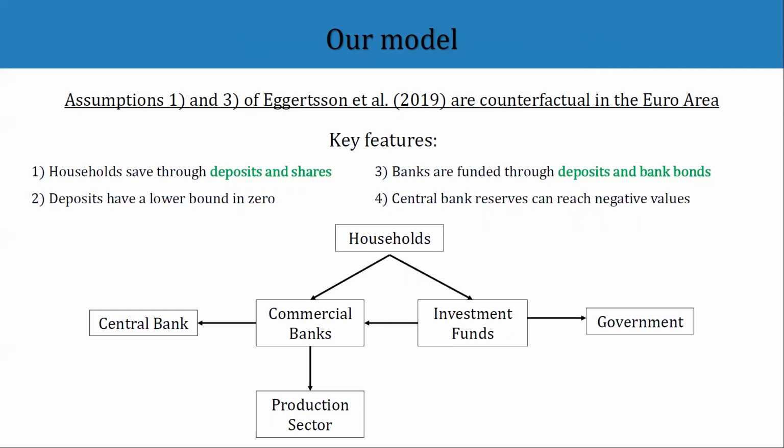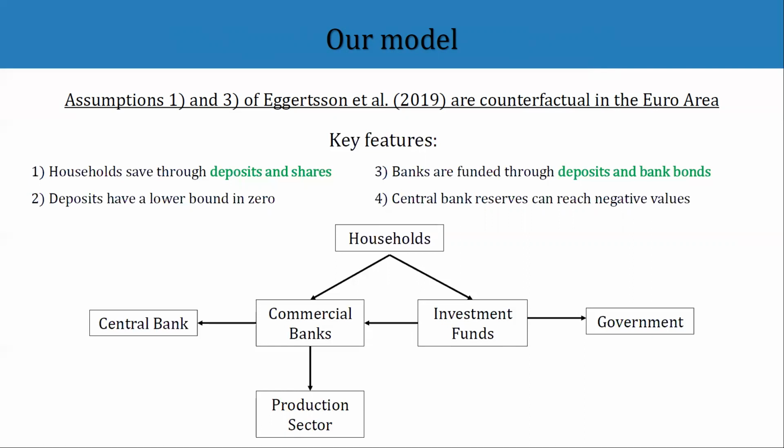So in our model, households have this choice between commercial bank deposits and investment fund shares. Commercial banks extend loans to the production sector and invest in central bank reserves. Moreover, they are funded not only through deposits, but also through bank bonds. And these bank bonds are bought by investment funds. And on the asset side of the investment fund, there would be therefore these bank bonds and risk-free assets such as government bonds.